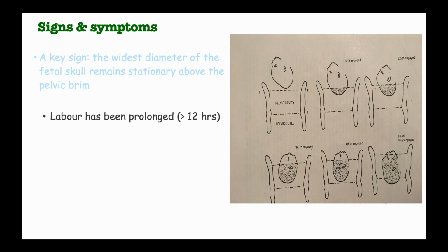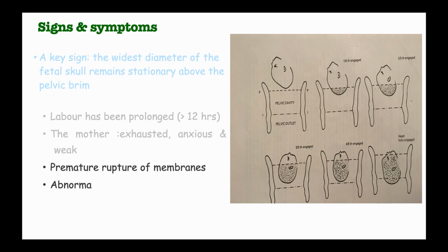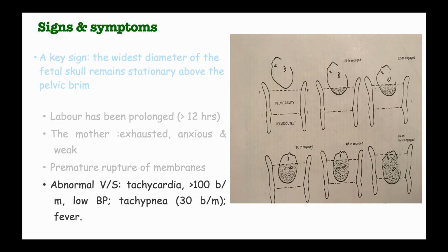the fact that the labor has prolonged for more than 12 hours. Then also we may find that the mother appears exhausted and anxious, and also the woman feels weak. Then also we may realize that there was a premature rupture of membranes. Then there's going to be abnormal maternal vital signs, and so there's going to be tachycardia, blood pressure is going to drop. Also, there's going to be tachypnea of more than 30 cycles per minute, and there is possible fever in this woman. At this point, you should assess the woman by doing a vaginal examination.